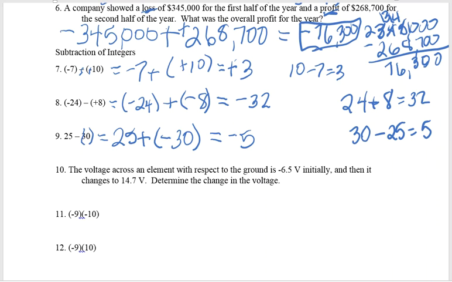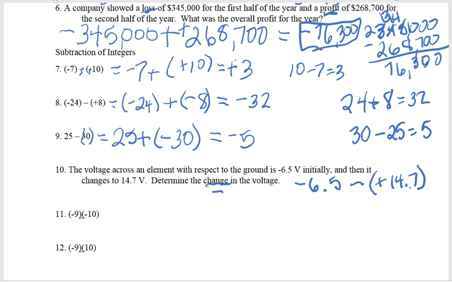The voltage across an element with respect to the ground is negative 6.5 volts initially, and then it changes to 14.7 volts. Determine the change in the voltage. So change is a way of saying how are they different. So whenever you see this word change, the math is subtraction. So it started at negative 6.5, so we have to start with that number as well. Change, so it's a subtraction problem. It changed to a positive 14.7.